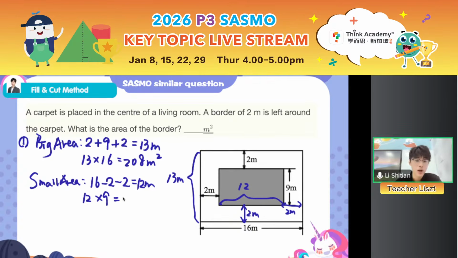It is equal to 108, right? Meter square. Don't forget the unit, okay? The unit for the area, it is the meter square, okay? So why it is meter square? I will tell you later, okay? After I finish this question.